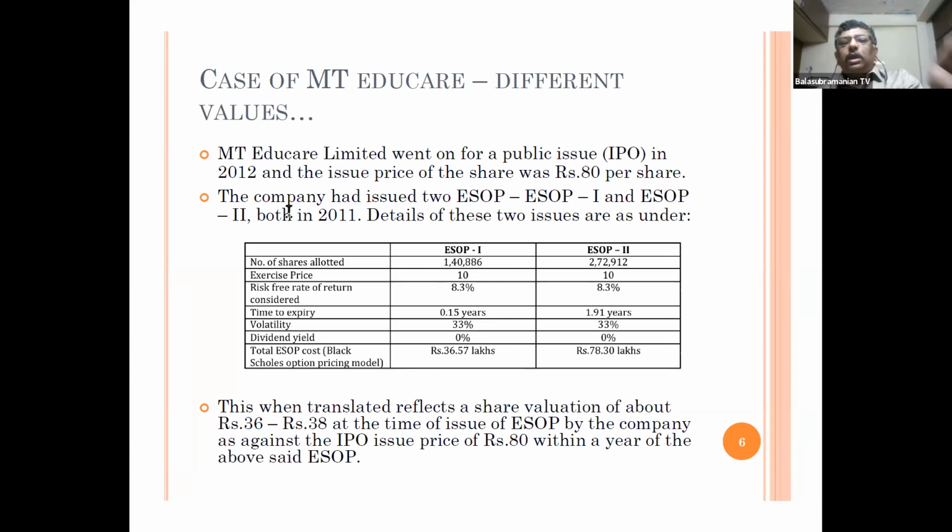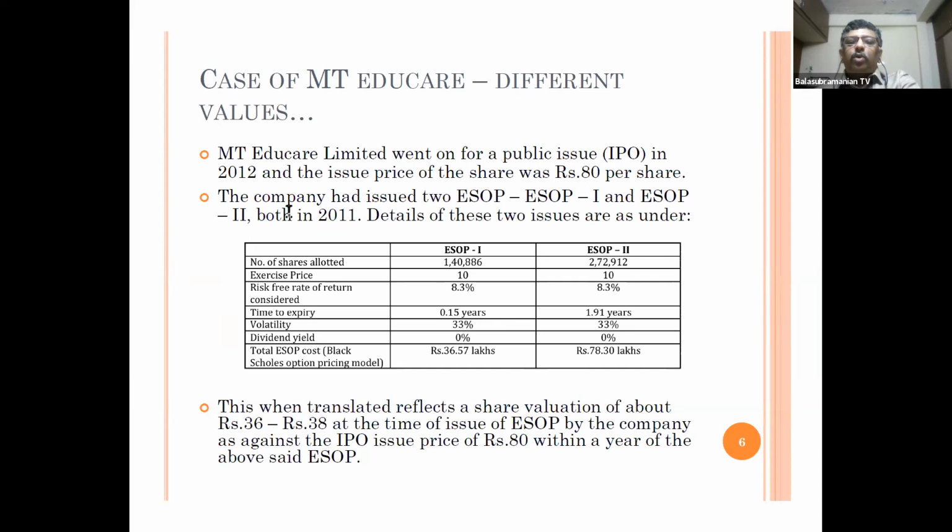Now, looking at the information they have provided for their ESOP 1 and ESOP 2 scheme, you can compute or reasonably estimate the kind of ESOP cost which they had arrived at. Now, this is in the backdrop of a public issue which came out in 2012 at 80 rupees by them. And these ESOPs were given prior to that in 2011.